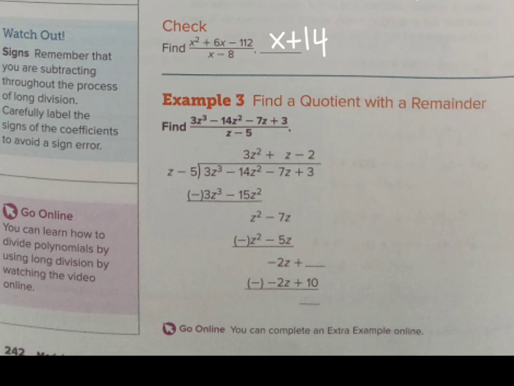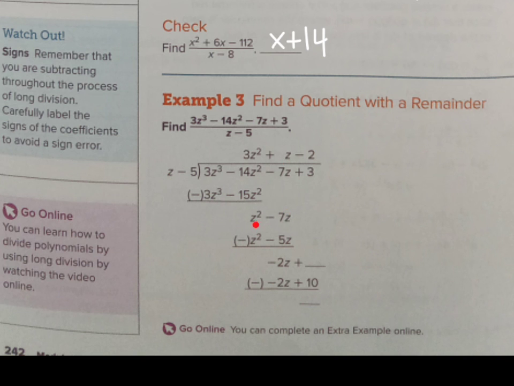But again, all we're doing is looking at the first term. What times z gives you 3z cubed? Well, that'd be 3z squared. So now we multiply. 3z squared times z is 3z cubed. 3z squared times -5 is -15z squared. Now we're subtracting. Again, watch your steps, watch your signs. 3z cubed minus 3z cubed is 0. -14z squared minus a -15z squared is 1z squared. Bring down the -z. Now we restart.